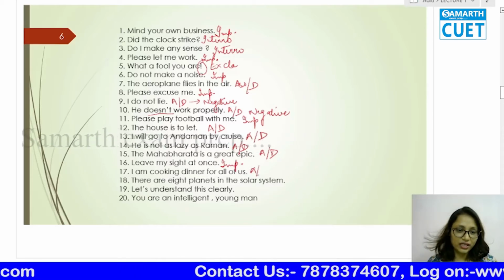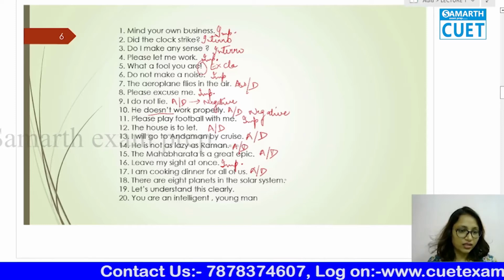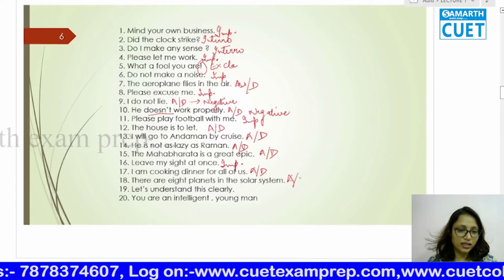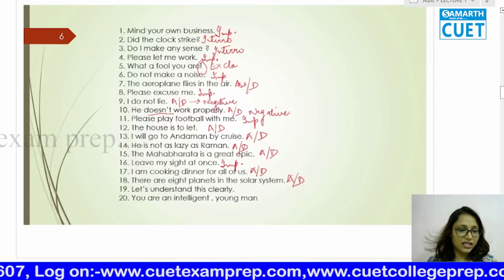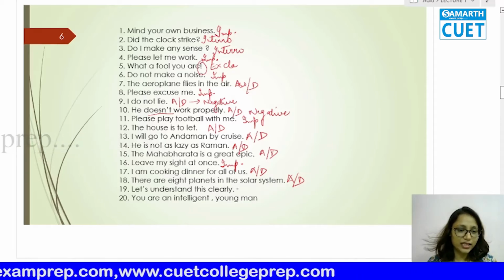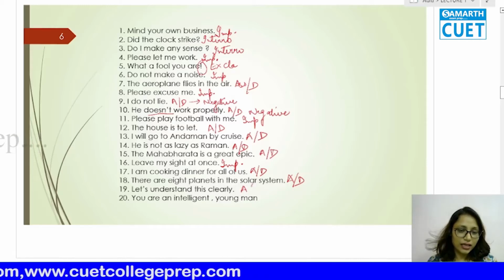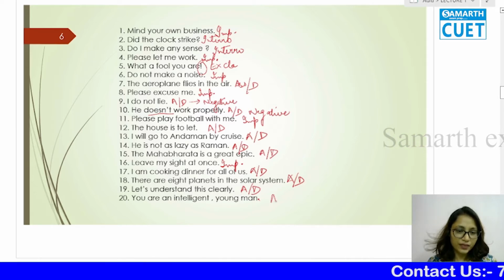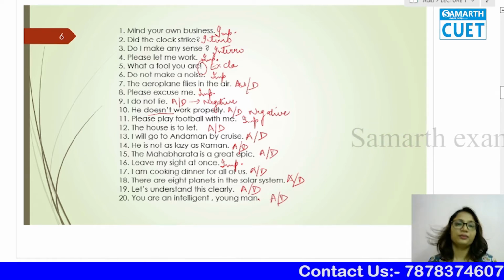I am cooking dinner for all of us. You are declaring it again. So assertive or declarative. There are 8 planets in the solar system. So this is also assertive or declarative. Let's understand this clearly. So this is assertive. We are telling assertively that let's understand this clearly. So this is assertive and declarative. You are an intelligent young man. I'm sorry, I forgot to put a full stop. You are an intelligent young man is also assertive or declarative.